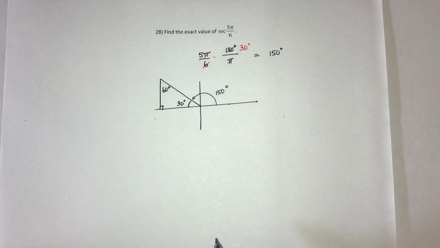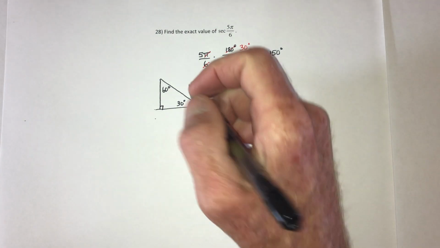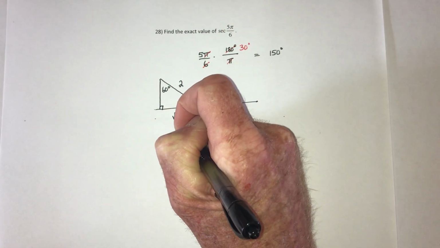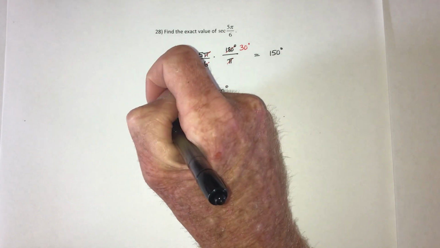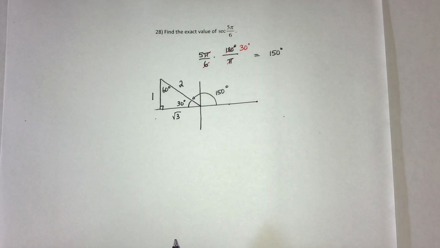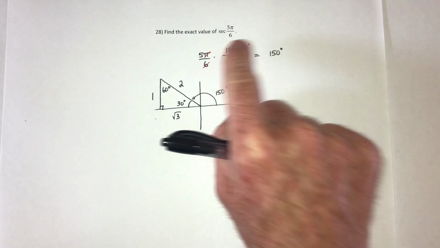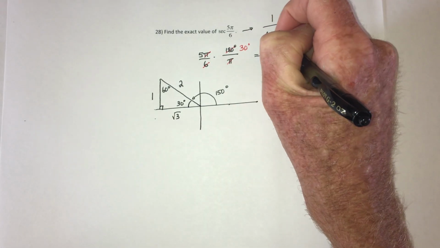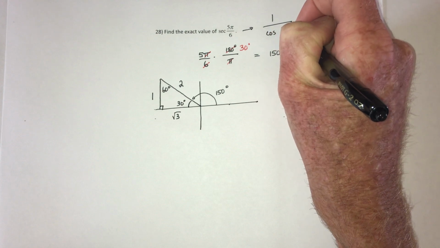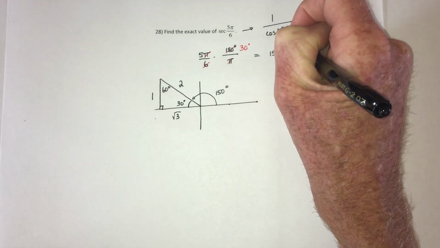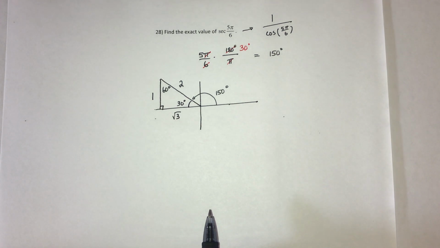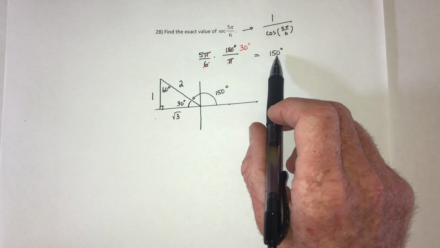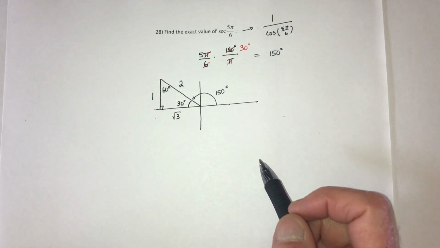And with a 30, 60, 90, across from 90 is 2. Across from 60 is the square root of 3. And across from 30 is 1. Now secant is equal to 1 divided by cosine. So I really need to find out what's cosine of 30, then figure out what's cosine of 150, and then do 1 divided by that.